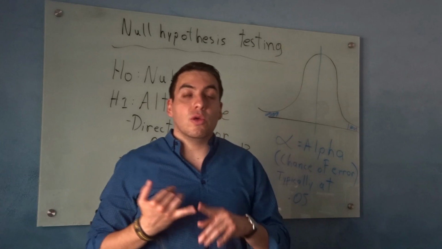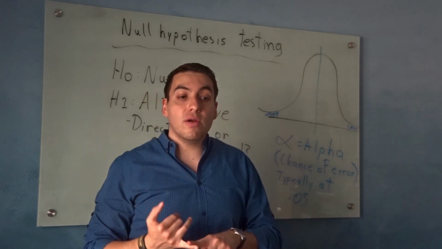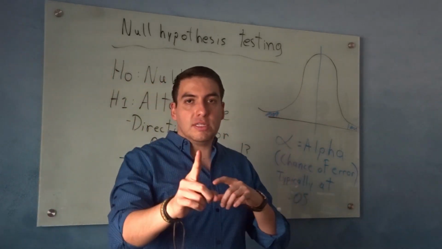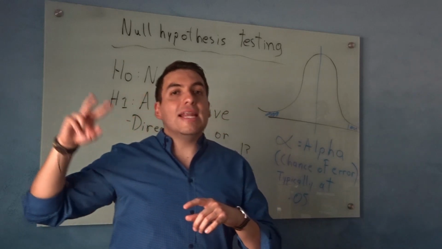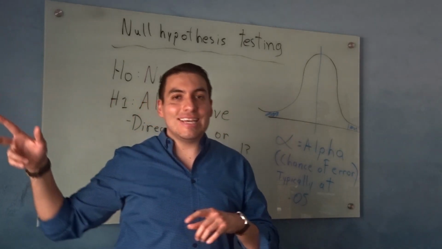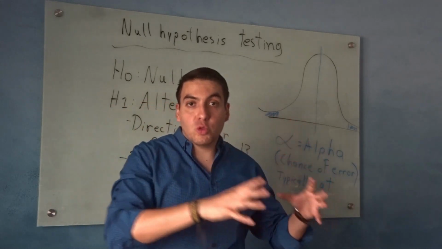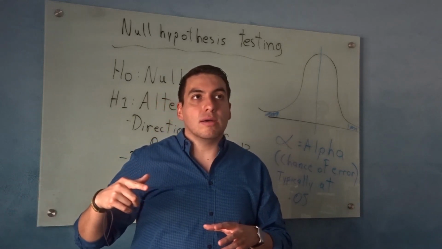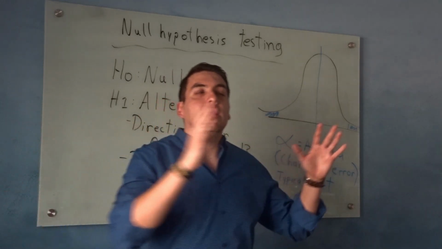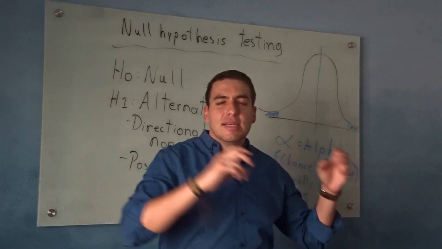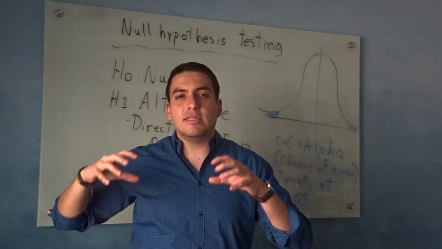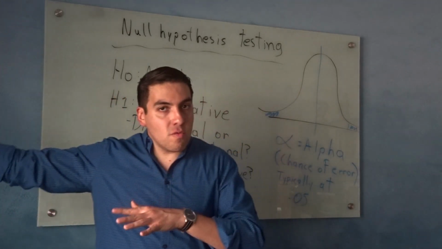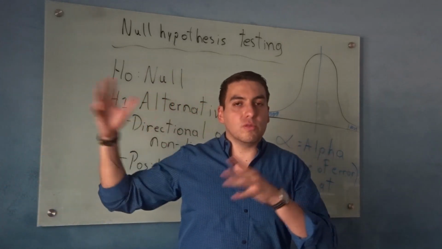Depends on what you're trying to do. The one sample t-test is used to compare one sample to a population. The related samples t-test is used to compare the same group of people twice. The related samples t-test is within subjects. The independent samples t-test is between subjects. And the last one is the ANOVA, analysis of variance, and that's to compare three different groups of people.